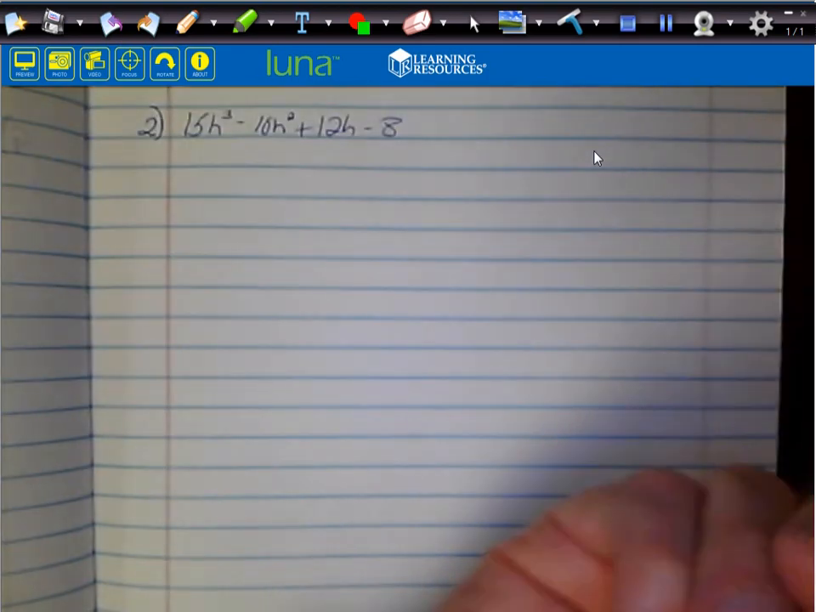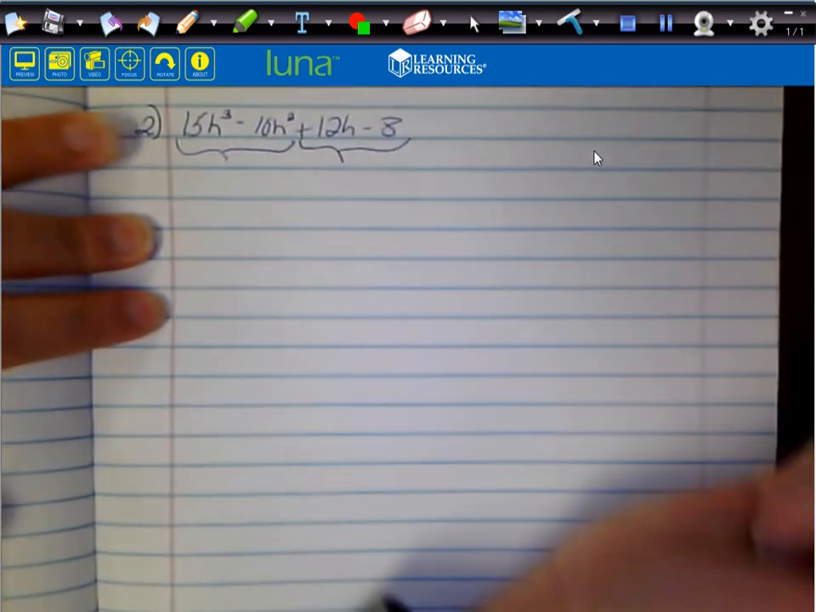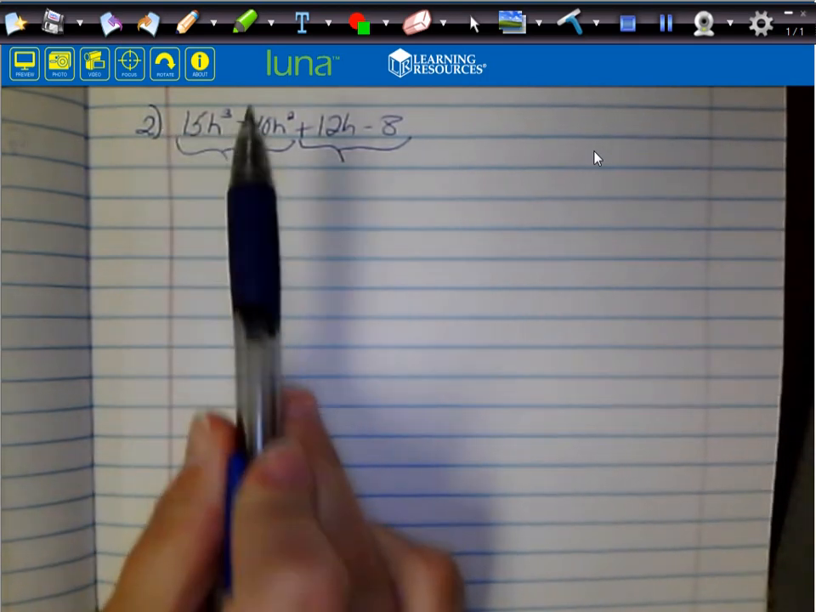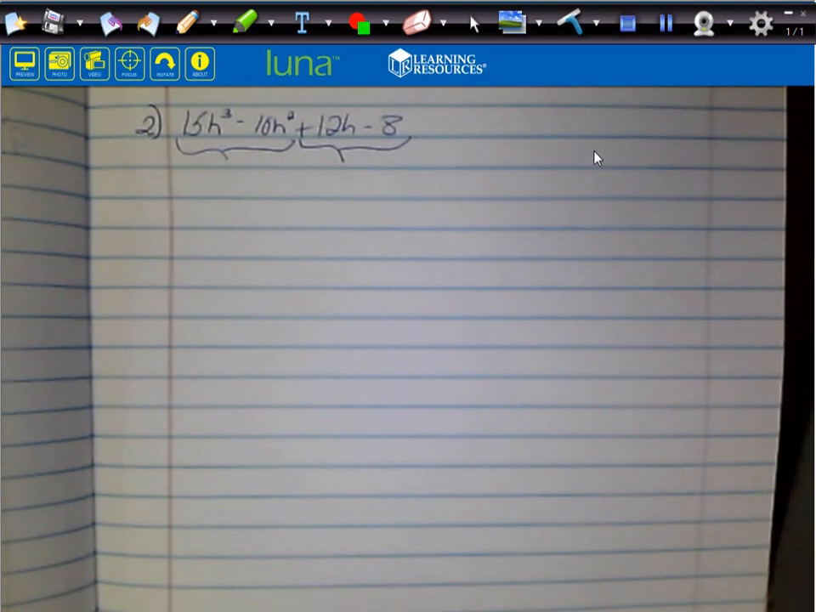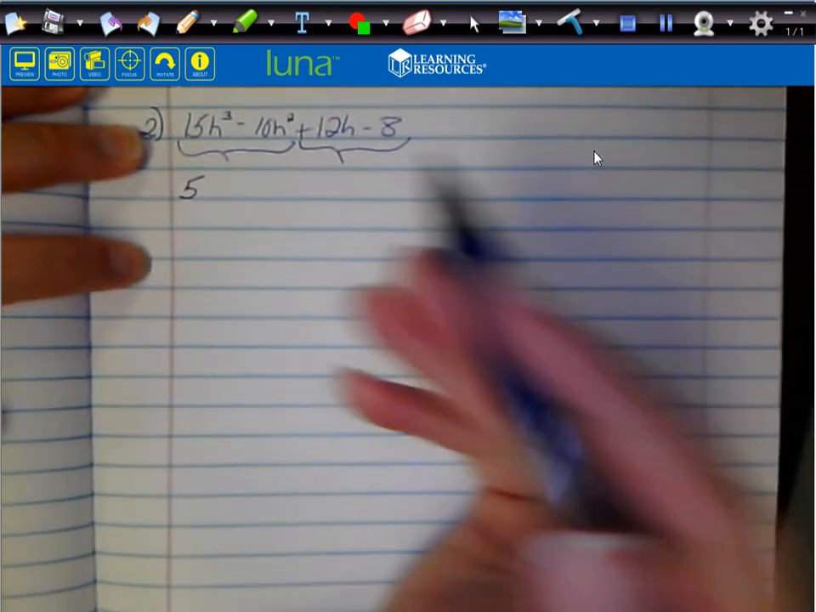So again, I'm going to factor by grouping. I'm going to group the first 2 together, and I'm going to group the last 2 together. We'll look at those first two terms, the 15 and the 10, on my factor sheet and figure out what is the greatest thing that 15 and 10 have in common. And that would be a 5.